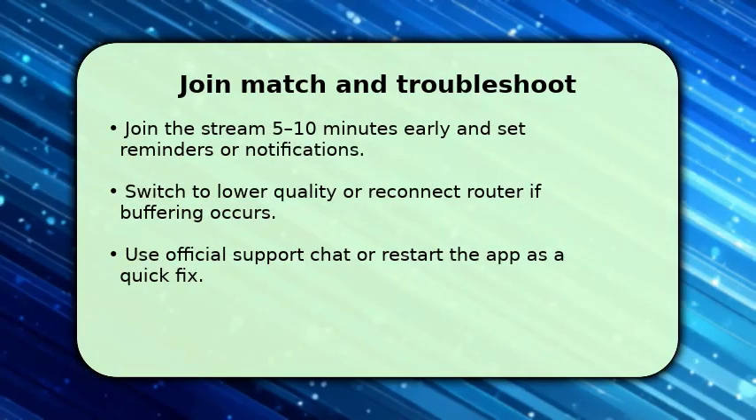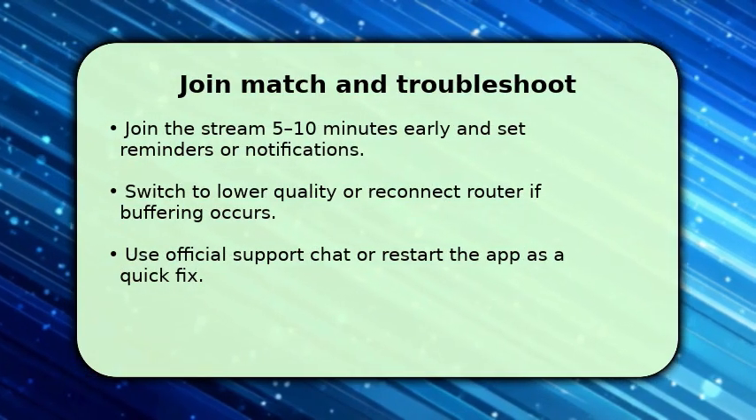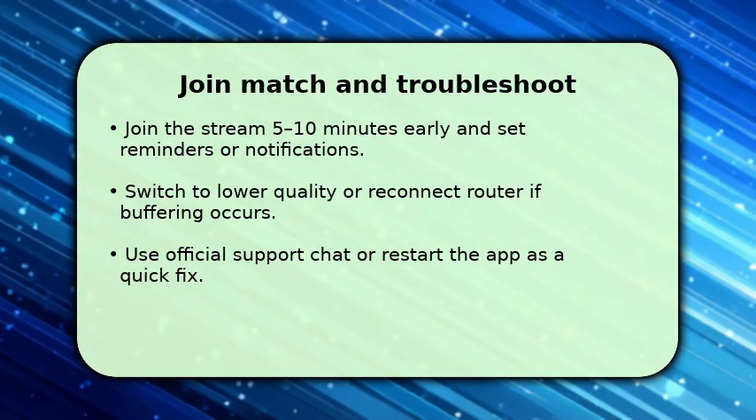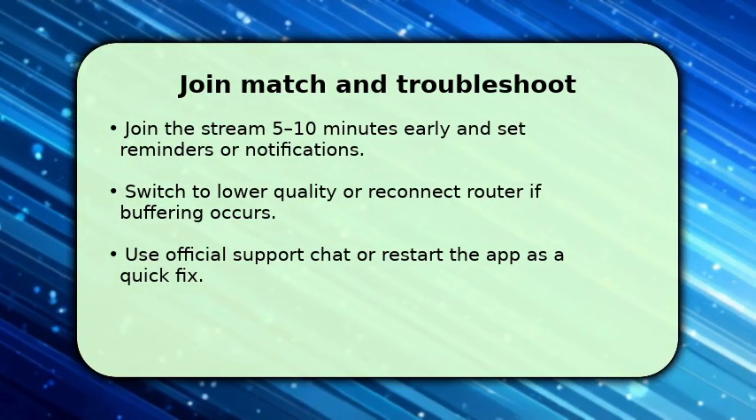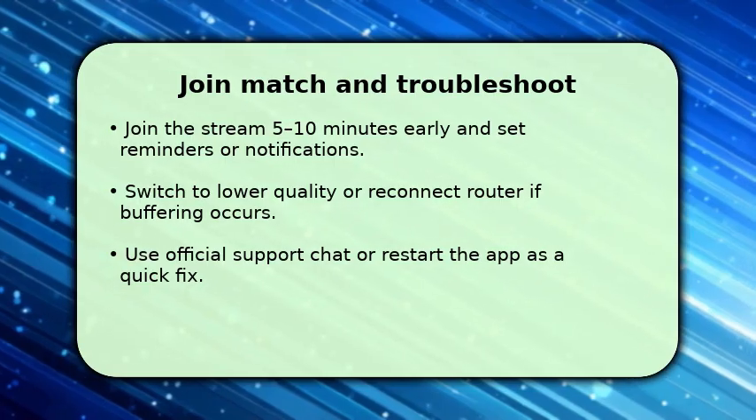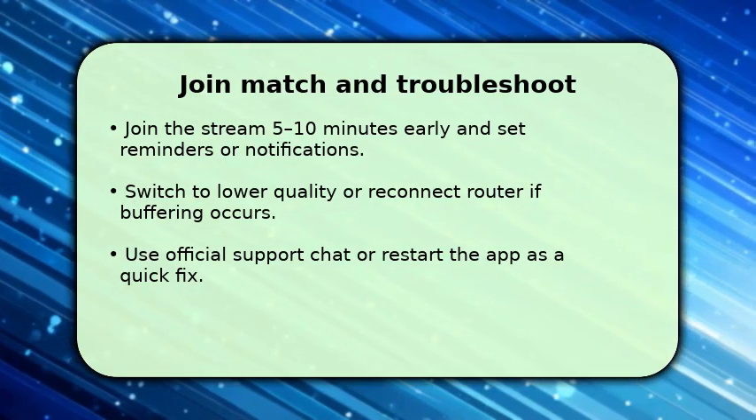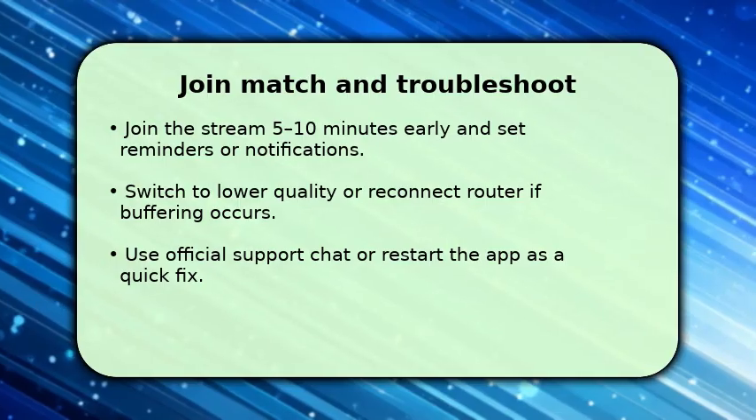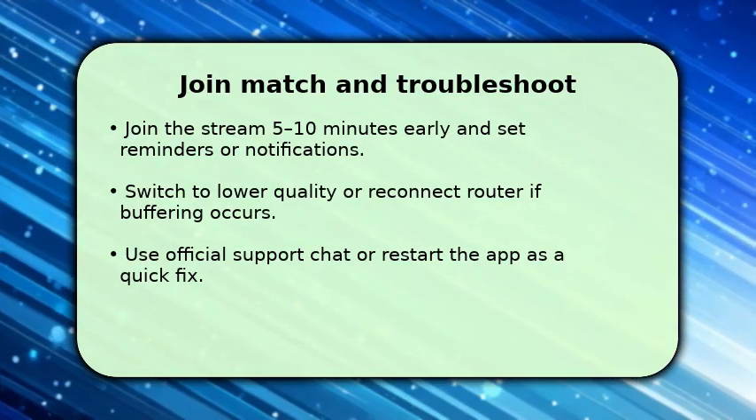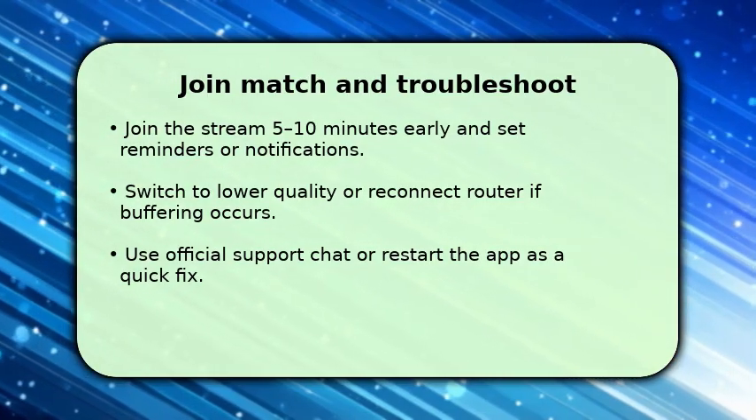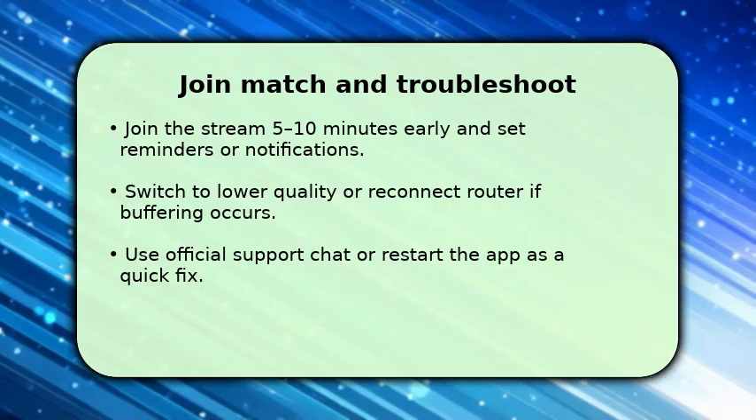Once live, choose full screen and adjust audio sync or commentary if needed. If buffering starts, switch to a lower quality, move closer to your router, or restart your router and app. These actions usually restore smooth playback. If nothing works, use the broadcaster's in-app support or customer chat, and remember the key troubleshooting tip.